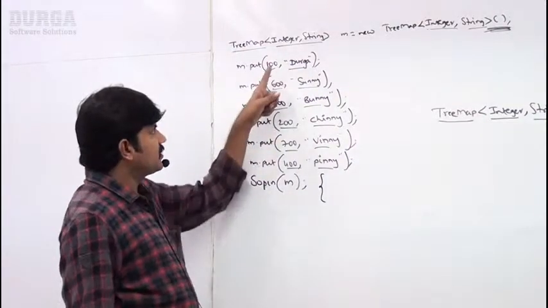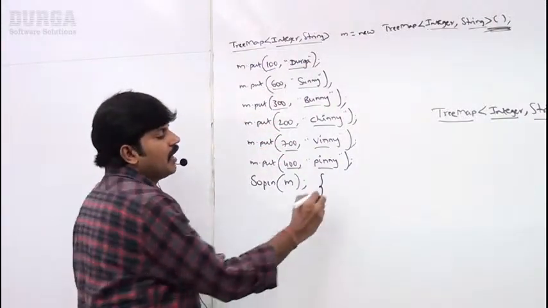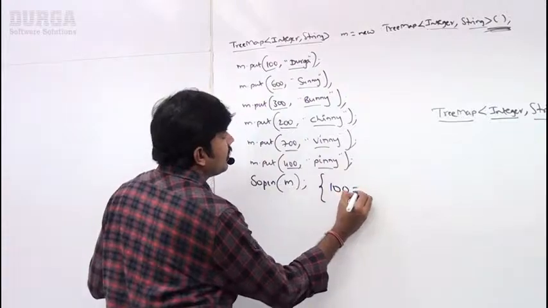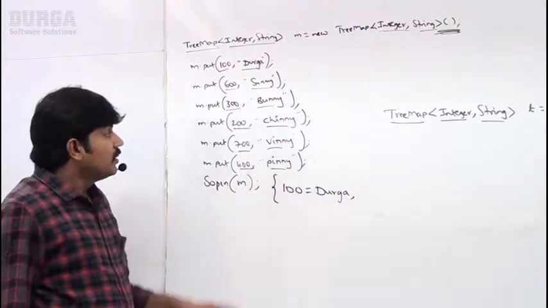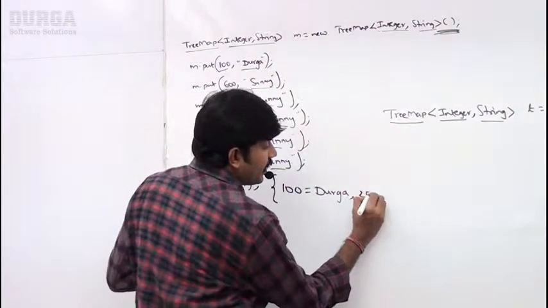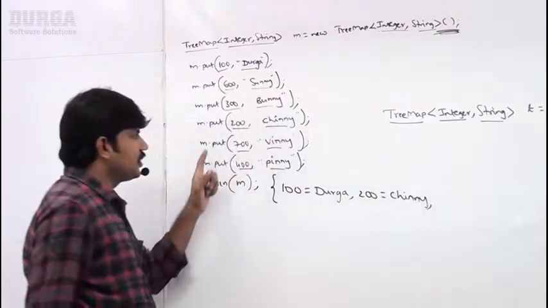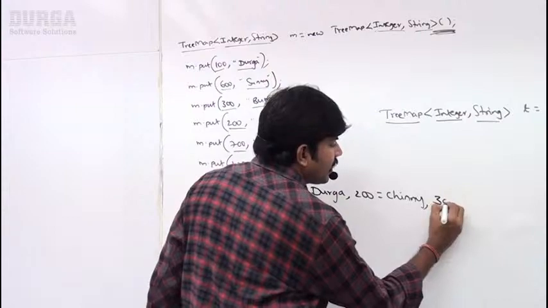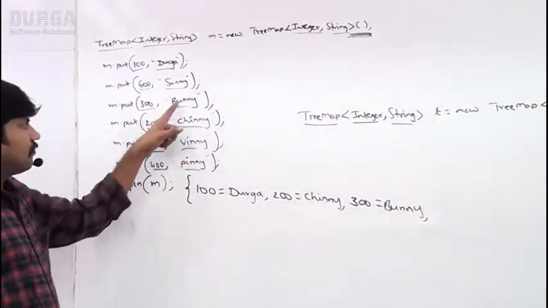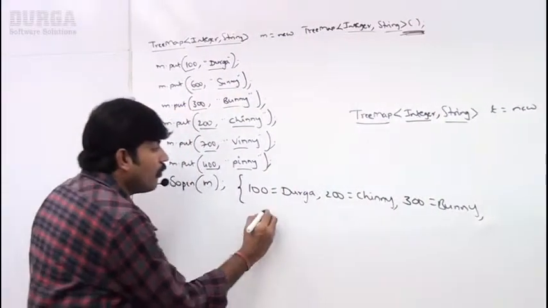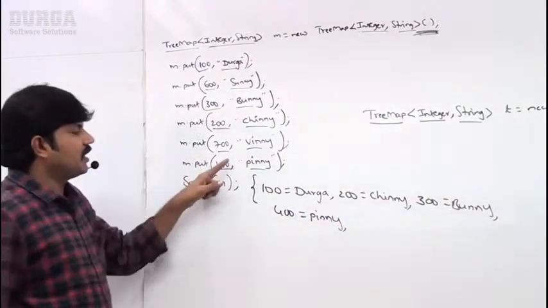Ascending order of keys: 100, 600, 300, 200, 700, 400. 100 is going to come. 100 is equal to Durga. Next one, 200 is equal to Chinny. Next, 300 is equal to Bunny. Next, 400 is equal to Pinny, like this.